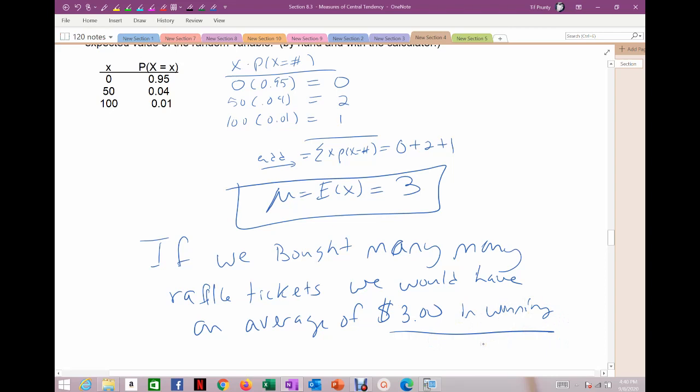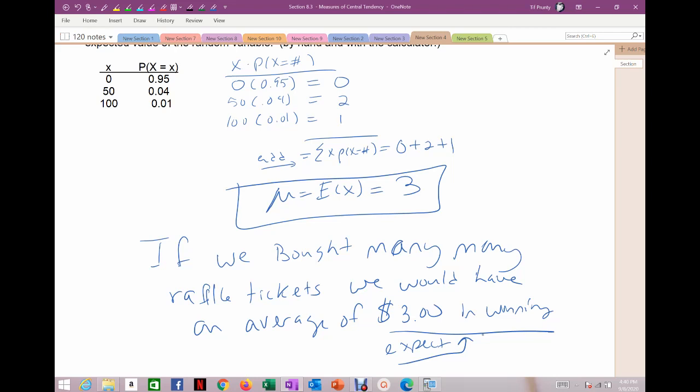I can't win $3. I'm going to win nothing a bunch of times. 95% of the time, nothing. I'm going to win $50 4% of the time. I'm going to win $100 1% of the time. When I add up all of those outcomes, those percent chances, this would be what we would expect to happen, not guaranteed to happen, but this would be our expectations. We average out our winnings and our losings, and it would average out to $3. And again, this is if I bought a bunch of raffle tickets.